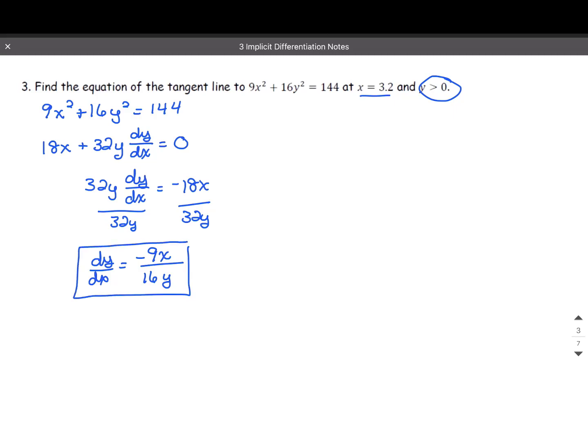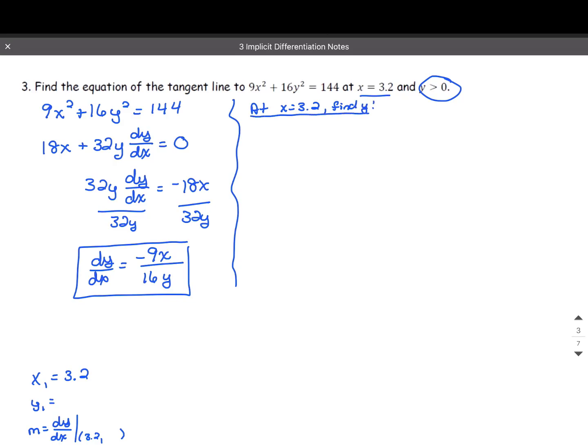Because if we want a tangent line, we know we need the x value, which is 3.2. We know we need the y value, and we know we need the slope, which is the derivative evaluated when x is 3.2 comma whatever the y is. We still have to figure that out because I don't know what the y is. But I know that at x equals 3.2, we're going to find y.